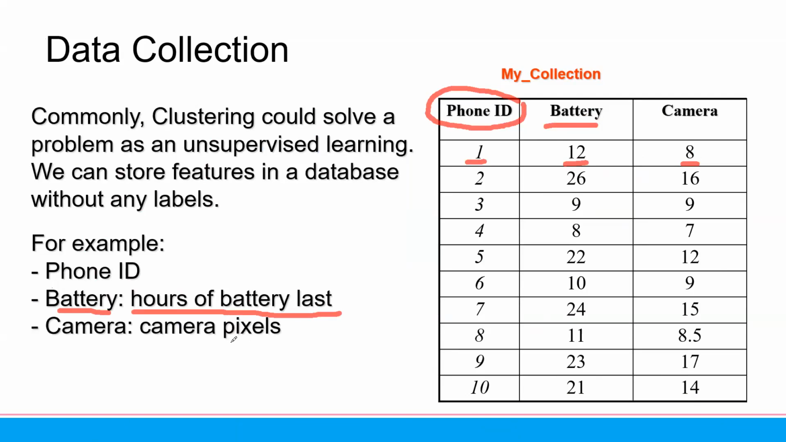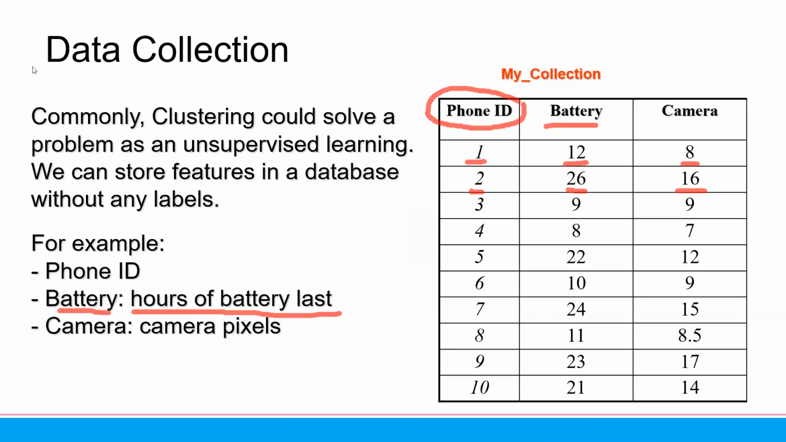Camera pixel. So phone number 2, the battery can last for 26 hours, and the camera is 16 megapixel. So I want to know, can I make different classes? Maybe I can determine the good quality second-hand phone and the low quality second-hand phone. How can I make this?